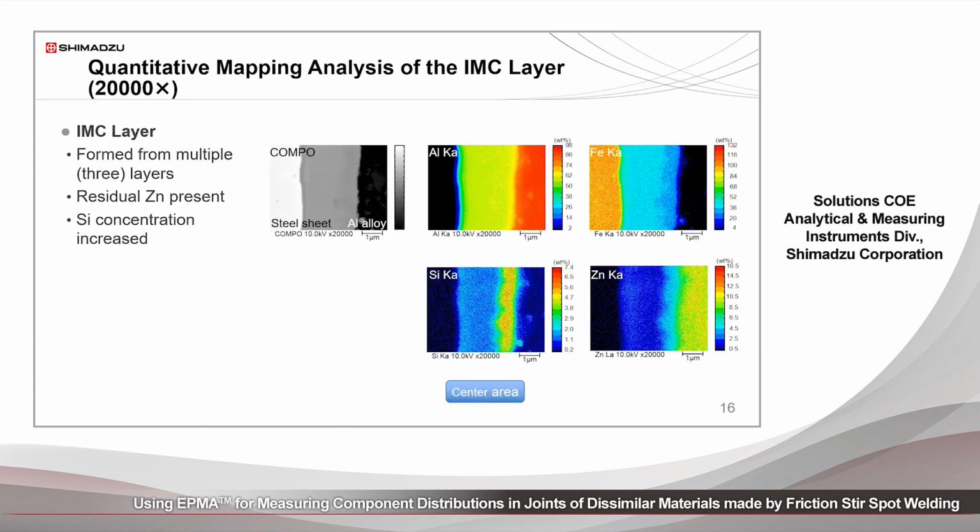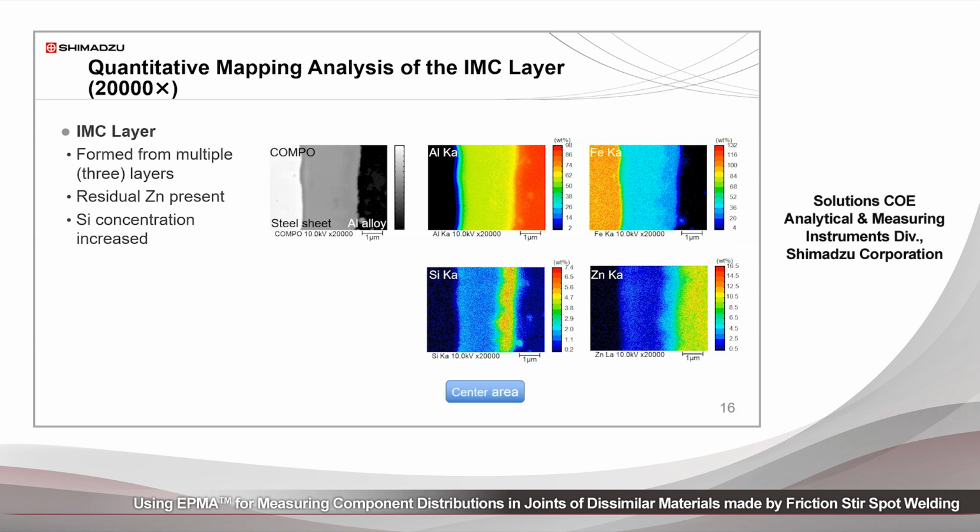Quantitative mapping analysis of the IMC layer at the microscale at a magnification of 20,000x. The following is the compo image, as well as 4 quantitative WDS maps of 4 different elements: aluminum, iron, silicon, and zinc. Note that at the center area, the IMC layer is formed from 3 distinct layers that have a thickness of approximately 0.4 micrometers, 1.7 micrometers, and 0.7 micrometers.